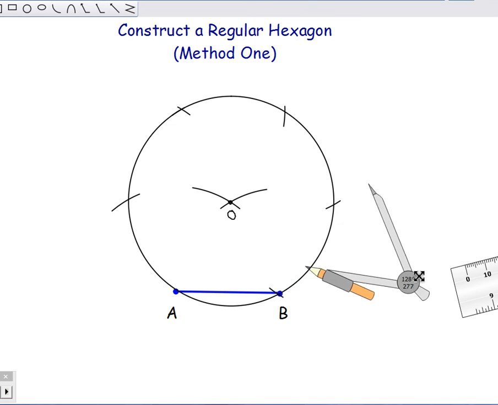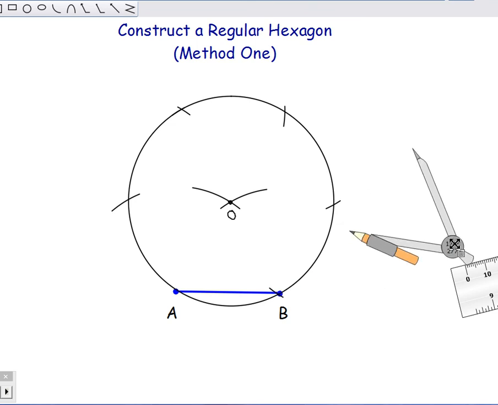Oh, that's perfect. Okay, so I'm going to use my line segment tool instead of my ruler, but you would want to use your ruler and connect each of those intersections. And that gives us our hexagon.